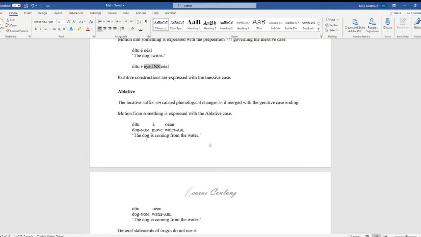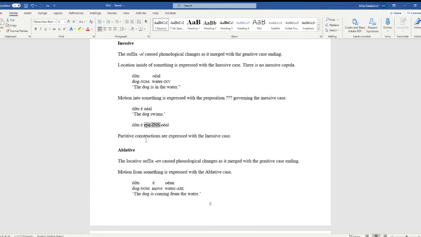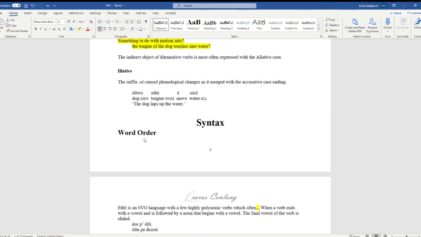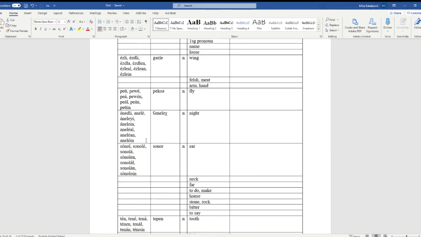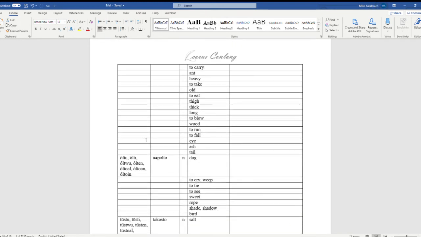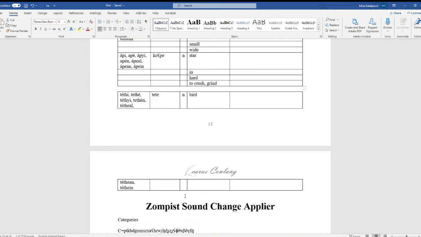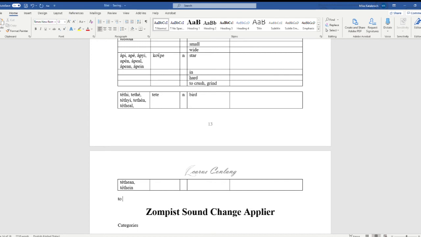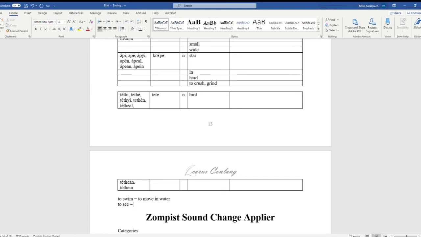So let me see. I need to keep track of these verbs that I'm creating. So let me just make a note. To swim equals to move in water. To see equals the eye of subject touches object. Just something like that.